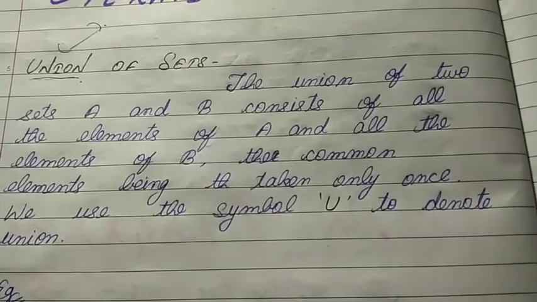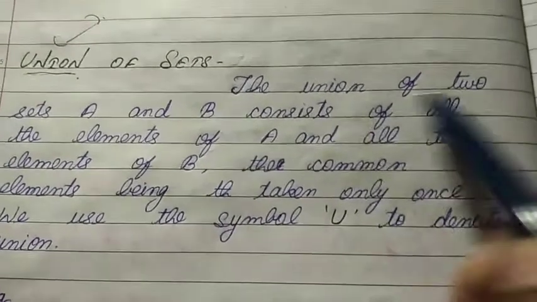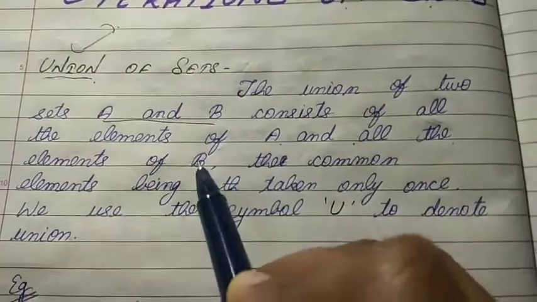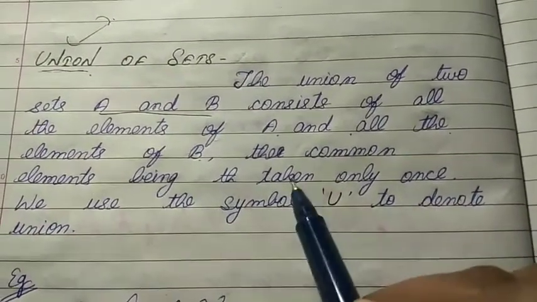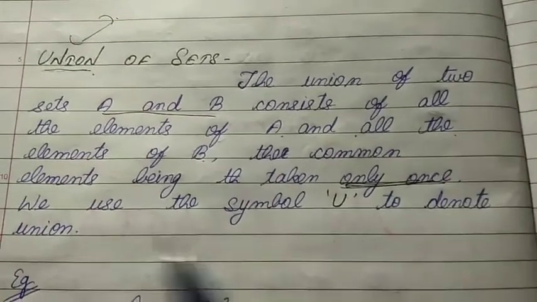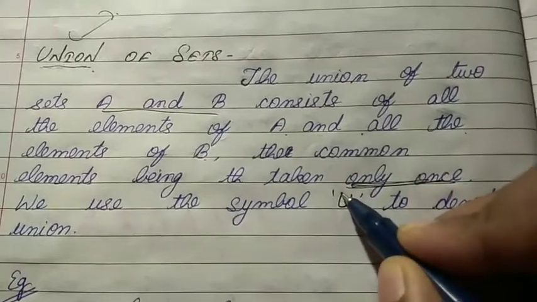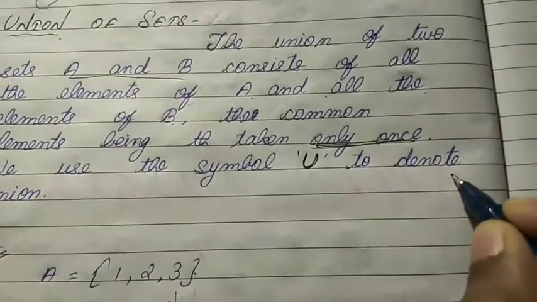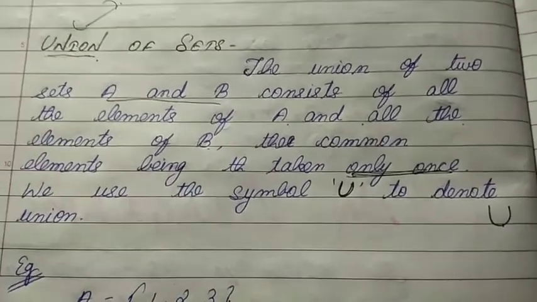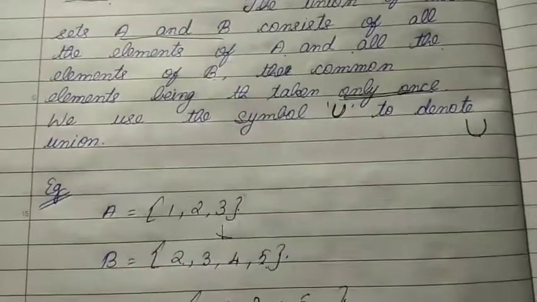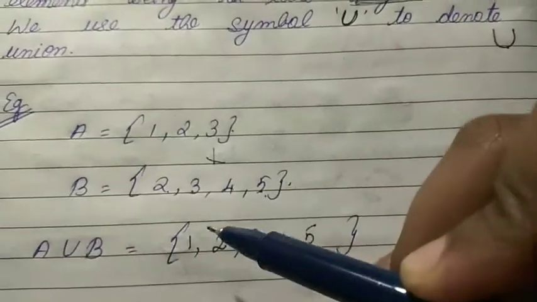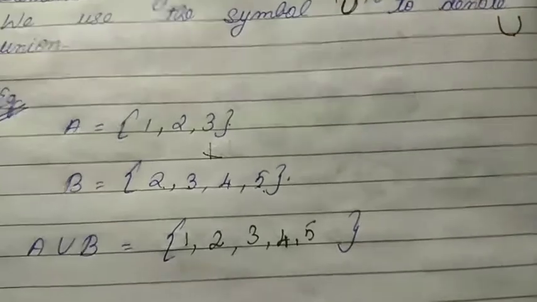Now let me show you the definition. The union of two sets A and B consists of all the elements of A and all the elements of B, the common elements being taken only once. This has to be noted. We use the symbol ∪. It is not U actually. This is union. It is just like a U but a broader view. Broader U we will be using to denote the union. I think you will be clear with the definition as well as the example. So we will be taking all the elements and the common elements will be taken only once.